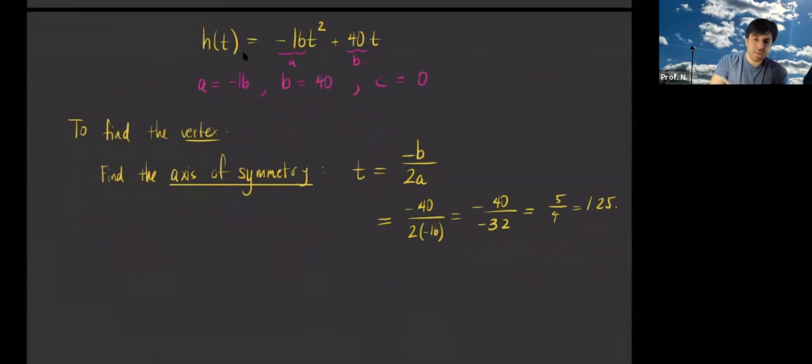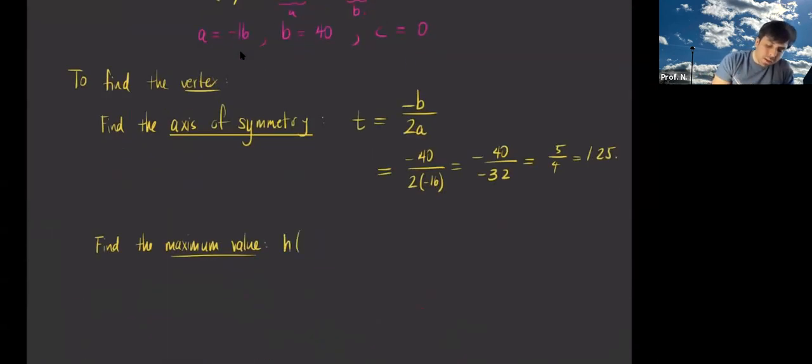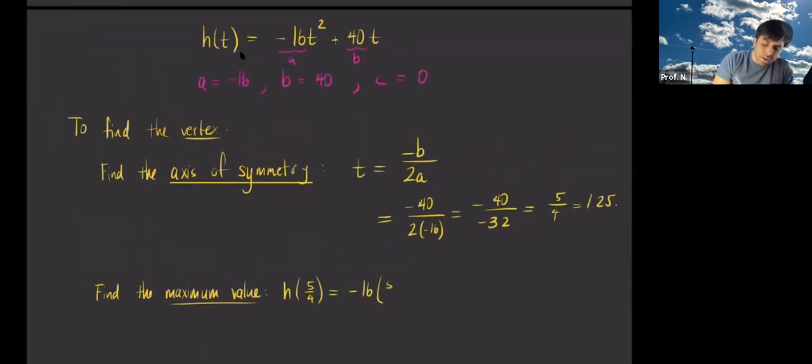So now that I found the t value, how do I find the maximum? How would you find the maximum value now that you know the t value or the axis of symmetry? Right, you plug in. So then my function is what? h of t. So I plug in the fraction form, 5/4. So this would be negative 16 times 5 over 4 squared plus 40 times 5 over 4.